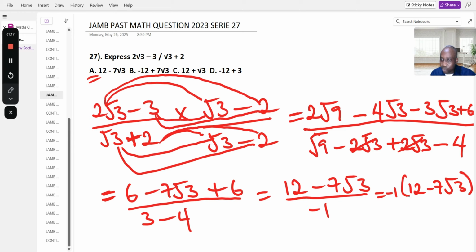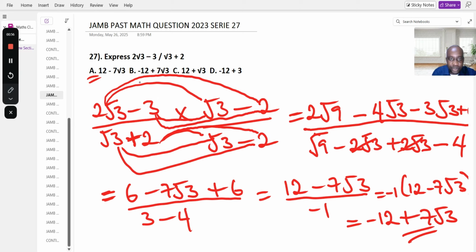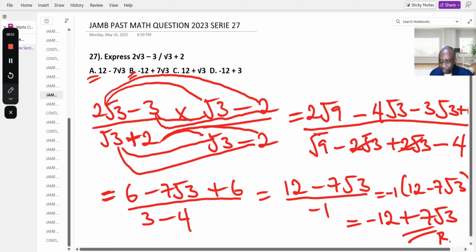Minus times 12 is going to give us what? Let me write the final here. It's going to give us minus 12. Minus times minus is going to give us plus 7 square root 3. Therefore, our final answer will be minus 12 plus 7 square root of 3. Do we have it there? Minus 7 plus 7. Our final answer is B. Final answer is B. Let's move to the next question.